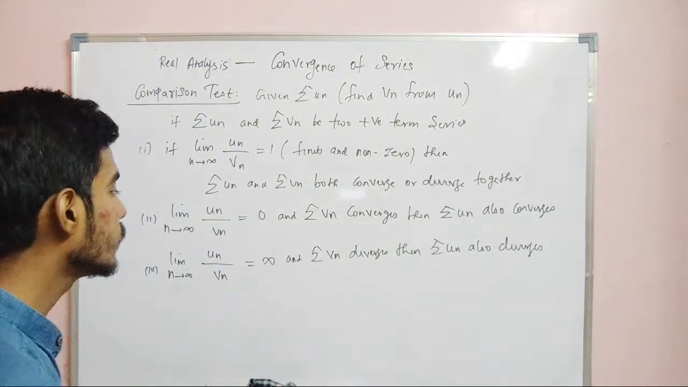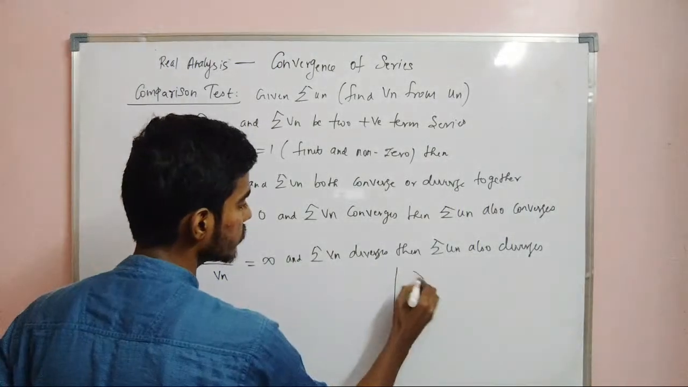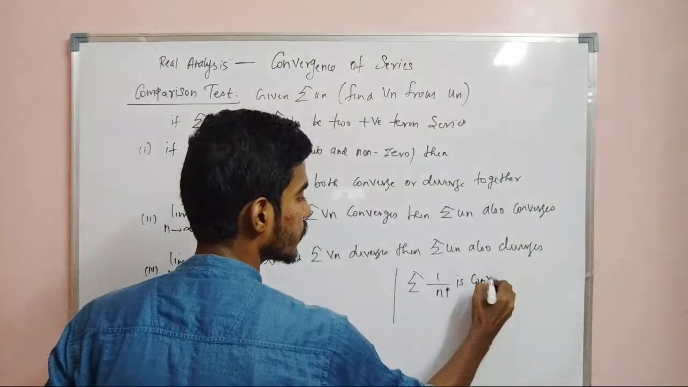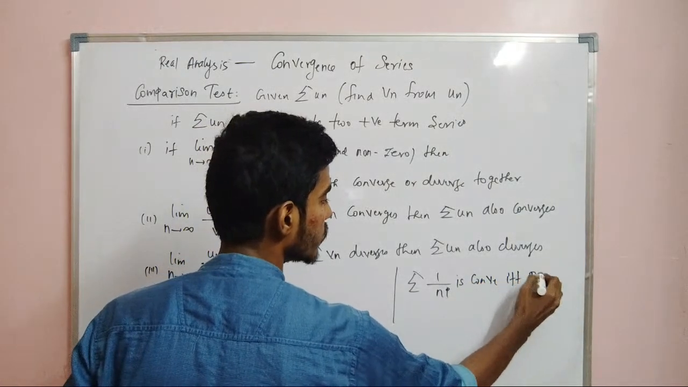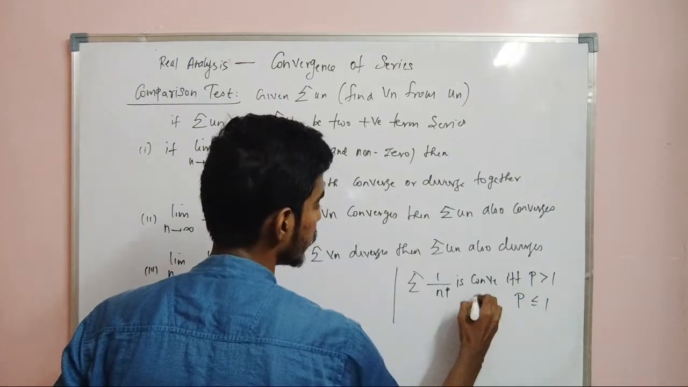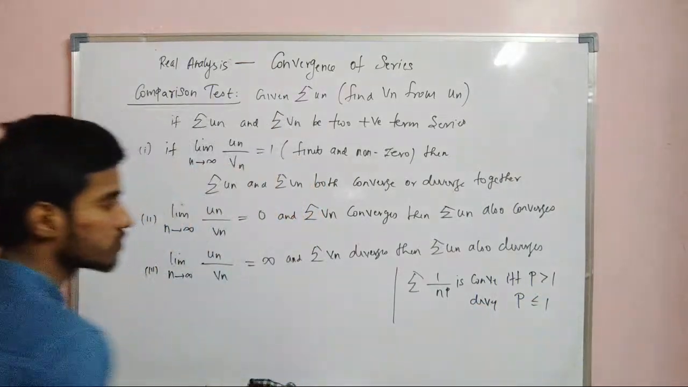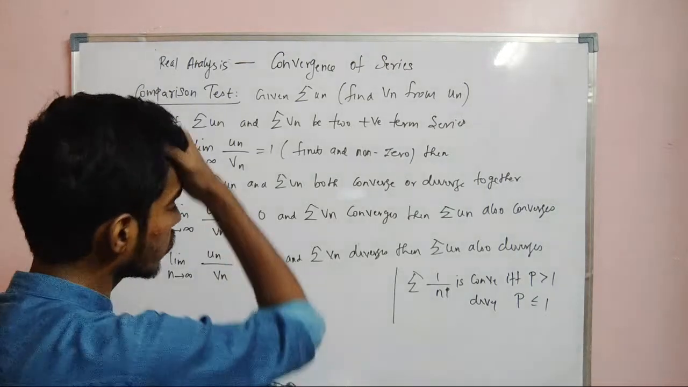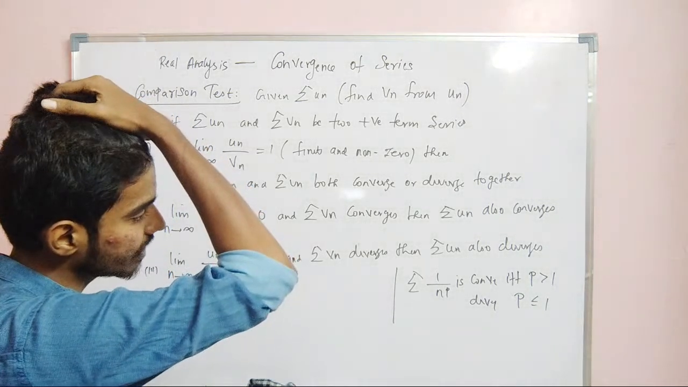Yes. And another important result I just quoted is that summation 1 by n power p is convergent if and only if p is strictly greater than 1, and it is divergent if p is less than or equal to 1, right? So based on this, now we will work out problems. If summation Vn diverges, then Un also diverges.